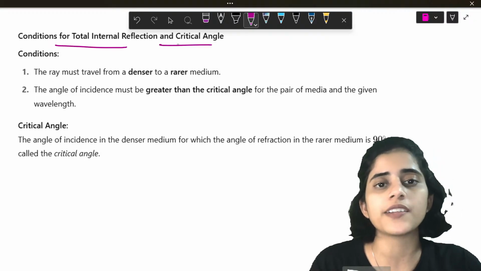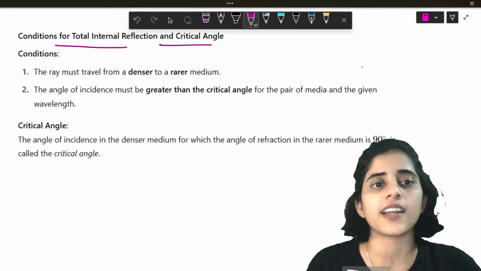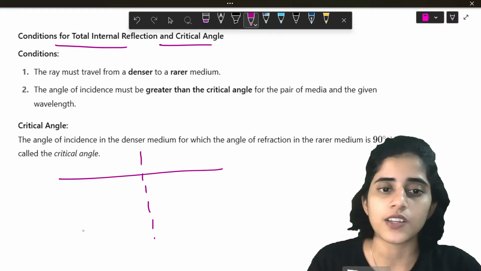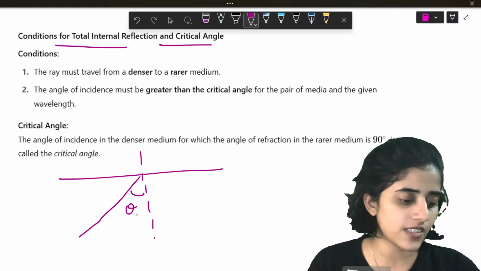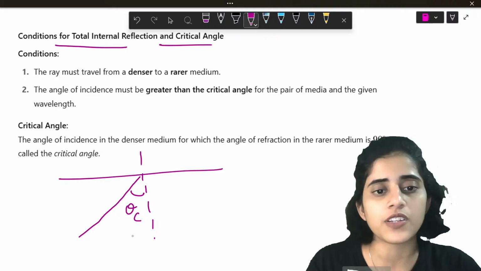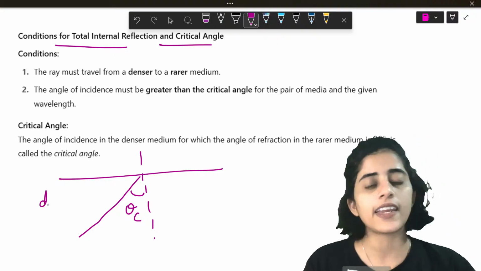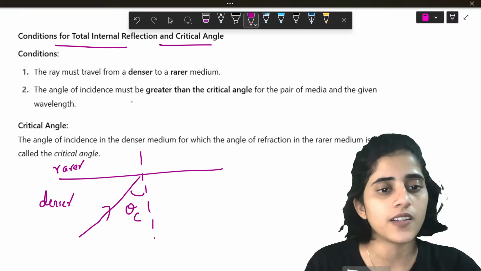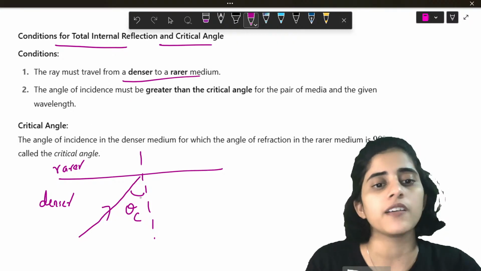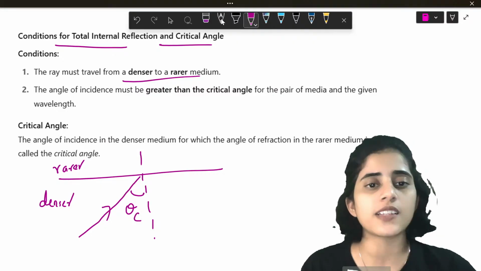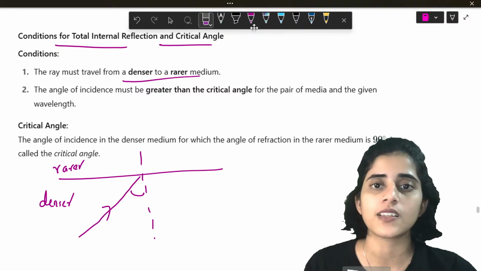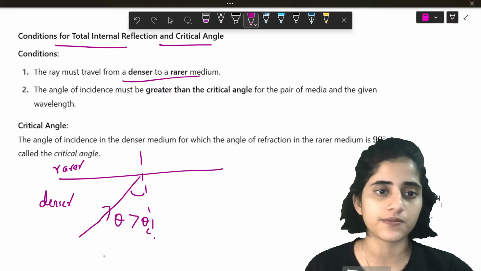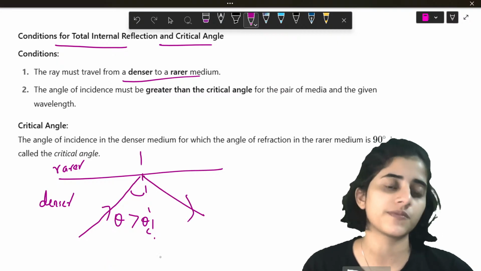Conditions for total internal reflection and critical angle. If this is a surface and let's say this angle of incidence has to be theta c. For that case, the ray must always travel from denser medium to rarer medium. First point. The angle of incidence must be greater than critical angle. Only then this will go in. That's all.